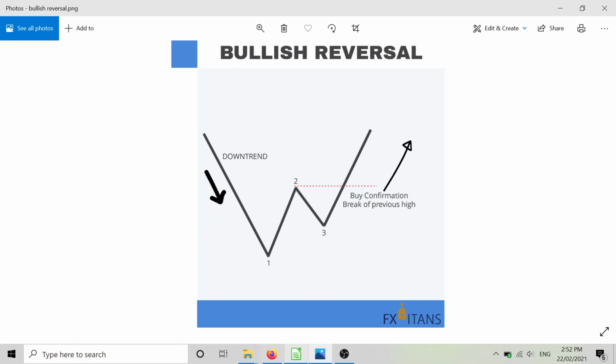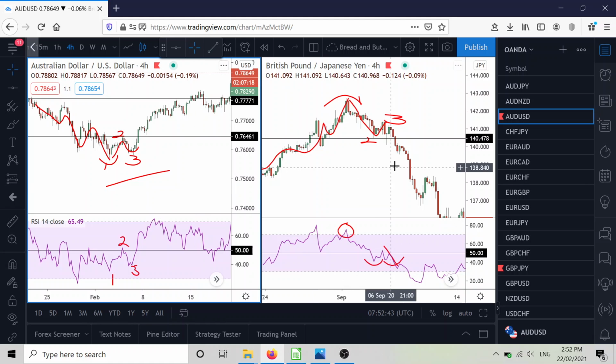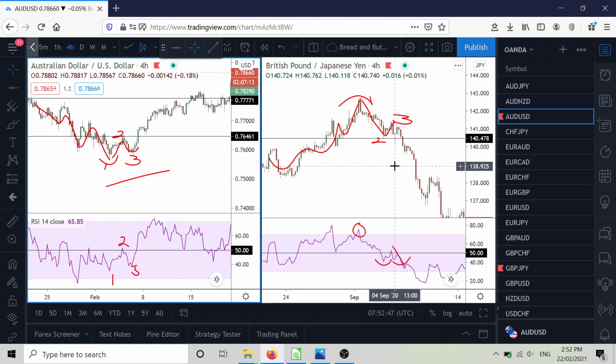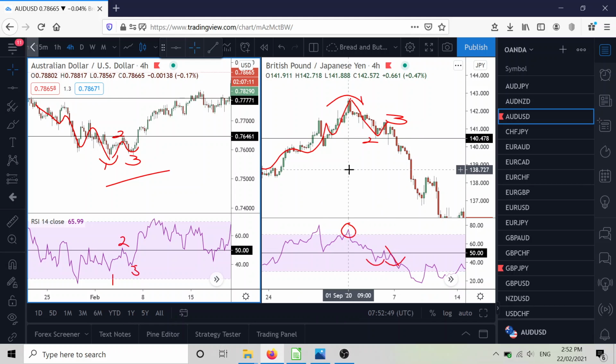Keep practicing, keep learning, guys, and there's no perfect strategy in the world. But I think this is one of the strongest, most reliable that I use, and I think using RSI is helping us to filter the good ones and the bad ones.